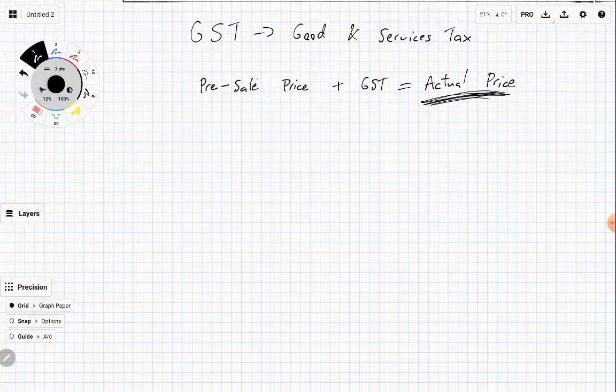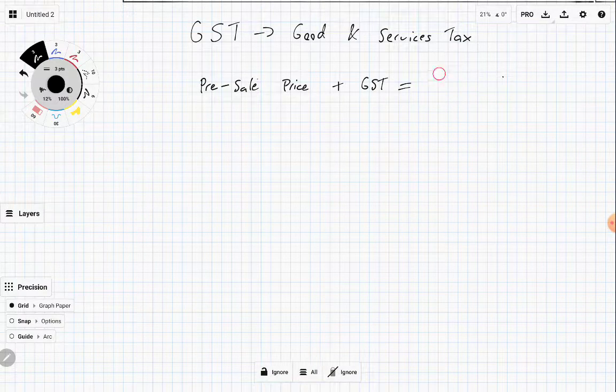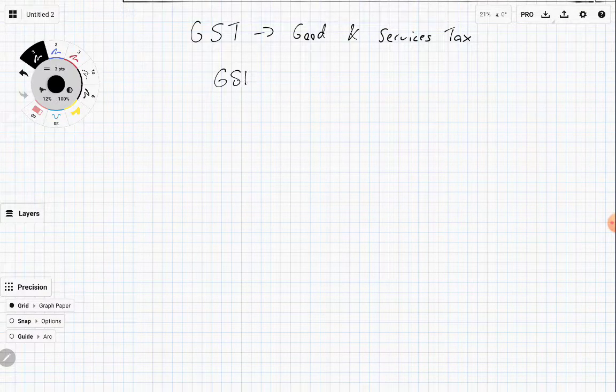Okay, so what is GST? Well, GST is quite easy to calculate. GST is just equal to 10% of whatever the pre-sale price is. Okay, so it's 10% of your pre-sale price. So it's quite easy to work out.